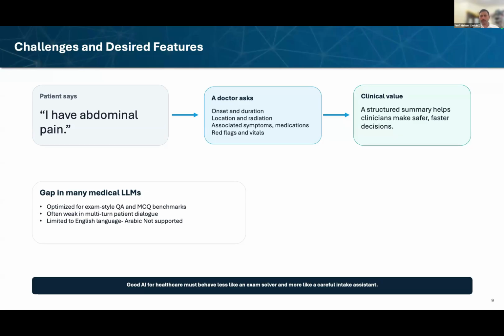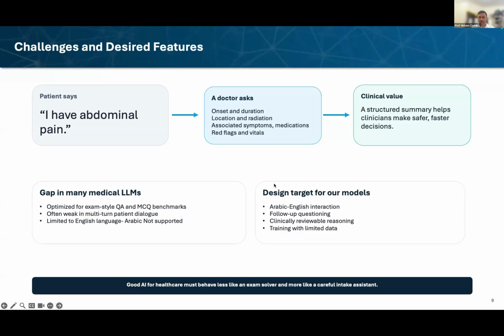So at MBZUAI, we have built a model called BiMedix, with a special focus on enabling multi-turn conversation capabilities in the chatbot or healthcare LLMs. And to serve the population here in the MENA region, we need the model to have Arabic capability, right? So we also introduced Arabic-English bilingual capability to the model.